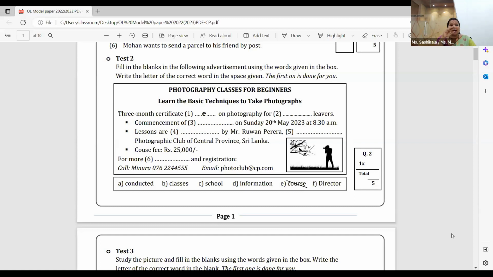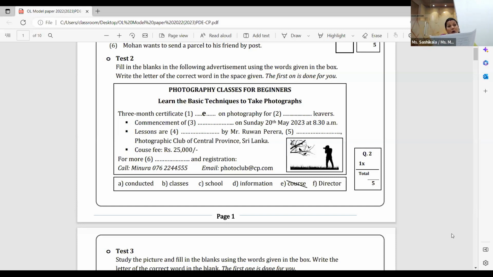Lessons are conducted. Lessons are conducted by Mr. Ruwan Pereira. That is A. Then Photographic Club of Central. Yeah, conducted is A. And then lessons are conducted by Pereira. Then number 5, blank Photography Club of Central Province. What do you mean by that? Director, Photography Club of Central Province, Sri Lanka.